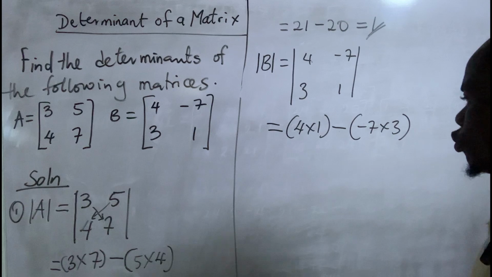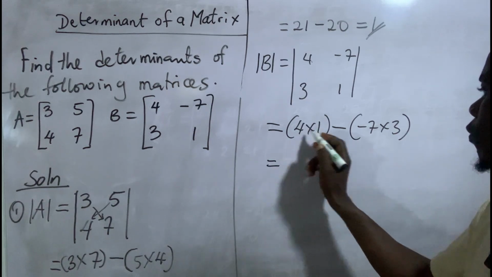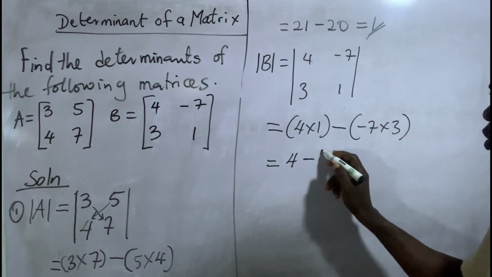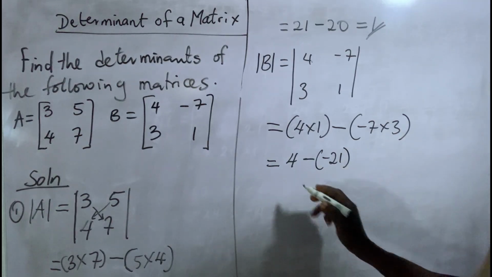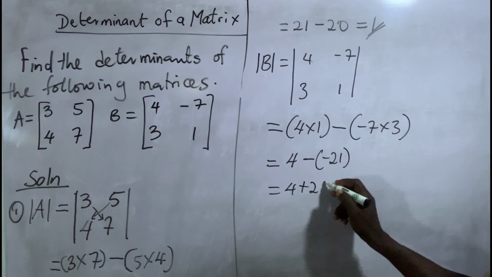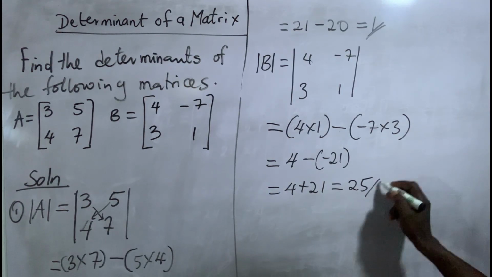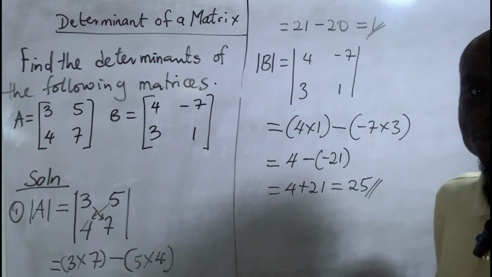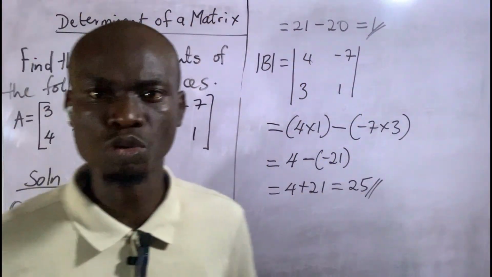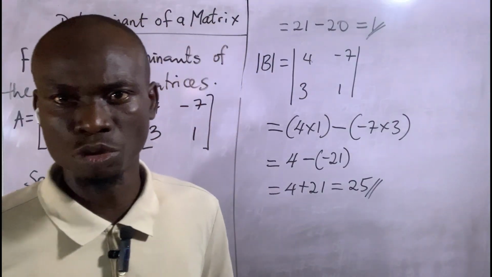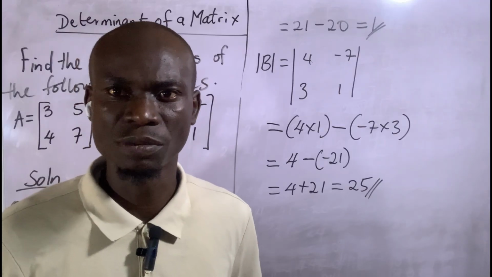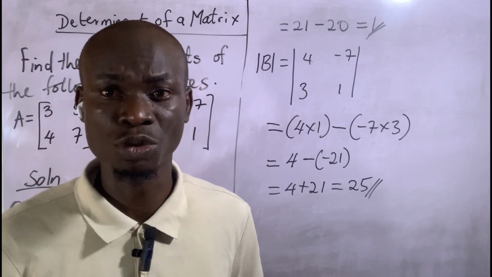Is that okay? So when you simplify, 4 times 1 is 4, minus 7 times 3 is minus 21. If you open this bracket, minus minus is plus. So I have 4 plus 21, which is 25. So that's the determinant of the second matrix. So this is how we find the determinant of the 2 by 2 matrix. We are now going to look at other examples that involves 3 by 3 matrix. Mind you, we can only find the determinant of the square matrix.